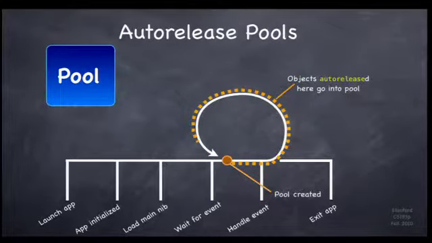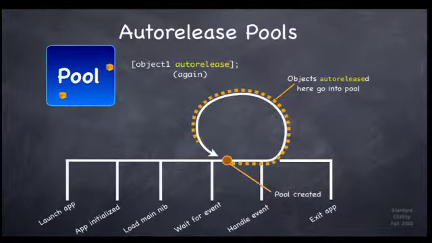And then as you go around the run loop, objects that are sent autorelease get thrown into this pool. So here's an object, object 1, right? It got autoreleased, it just went in the pool. Okay? It didn't get released, it just got thrown in the pool. And then here's another one, object number 2, autoreleased, goes in the pool. Okay, we're running around the loop. Here comes object 1 again. It got autoreleased again. Okay, so it got autoreleased twice.